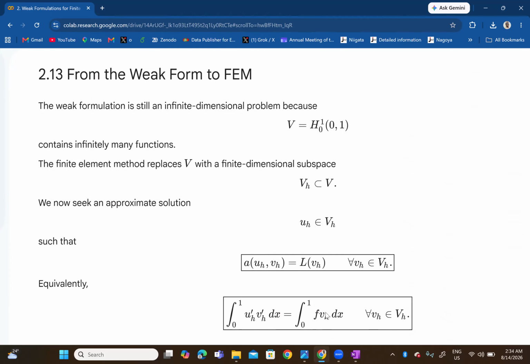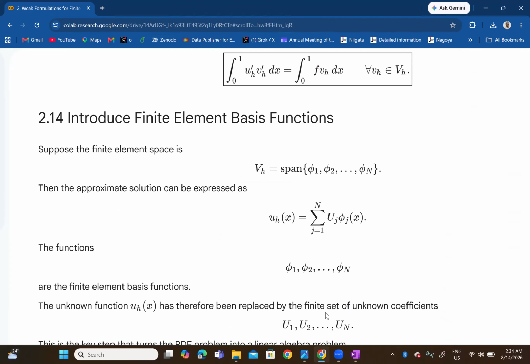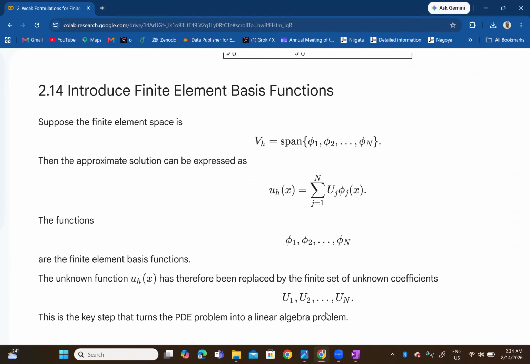So if we now introduce finite element basis functions, suppose the finite element space V_h spans phi 1, phi 2 up to phi n. Then the approximate solution can be expressed as u_h of x, which is equal to the sum from j equals 1 to n of u_j phi_j of x. If you remember, in the first video we dealt with this. So the functions phi 1, phi 2 up to phi n are the finite element basis functions. You can choose whatever basis function, like Legendre and co.